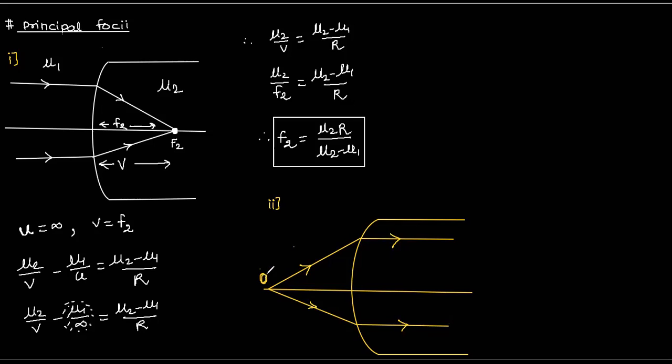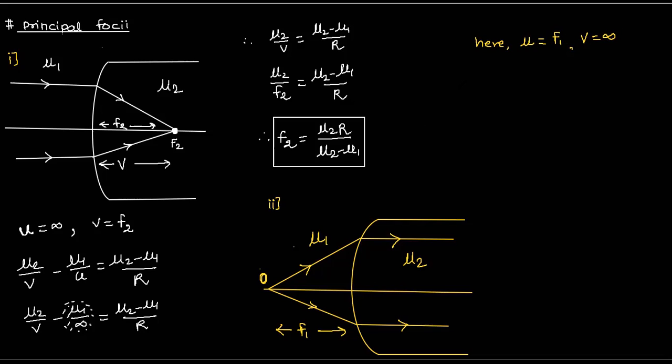So this is the object here, and this medium is again mu2. This one is mu1. And this is your u1, but u1 is nothing but f1. The object distance is f1, and the image distance is infinity, because we don't know where the image is found. So here, u means object distance is equal to f1, and v is image distance, which is infinity.